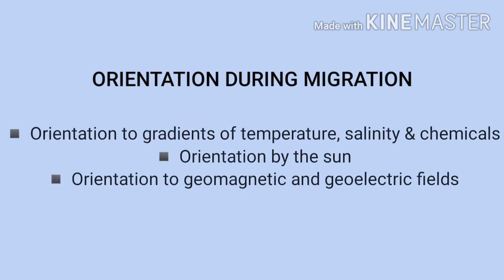There's also orientation during migration. For example, orientation to gradients of temperature, salinity, and chemicals, orientation by the sun, and orientation to geomagnetic and geoelectric fields.